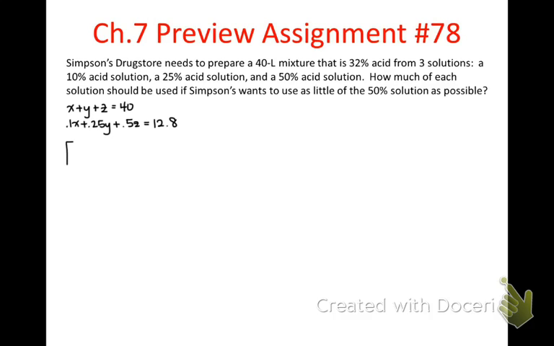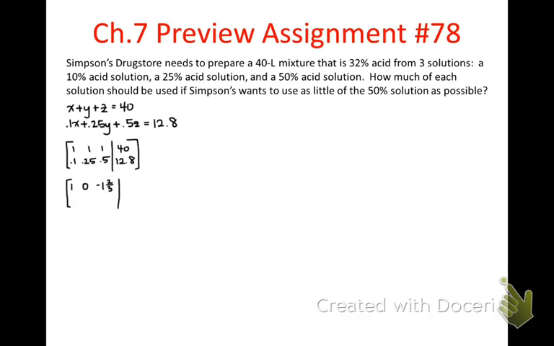First of all, when you write this system as a matrix, you get 1, 1, 1, 40. And then you get 0.1, 0.25, and 0.5, 12.8, right? Okay, when you convert this into reduced row echelon form, what'd you get? Should have gotten 1, 0, negative 1 2/3. Anyone here? Did anyone get this far? No? Okay, and I'm going off of memory, so I have to redo this.